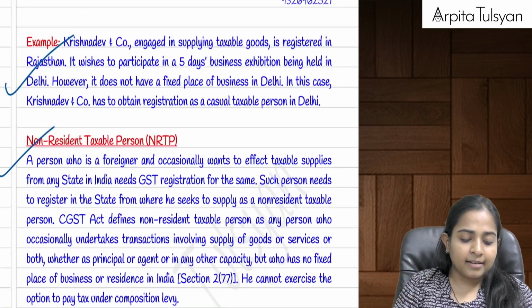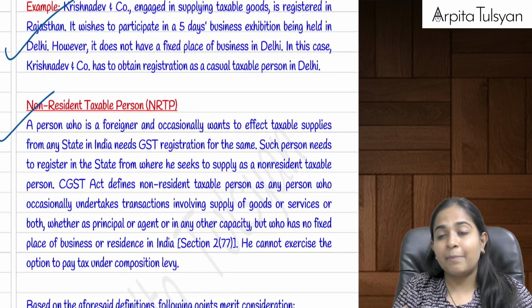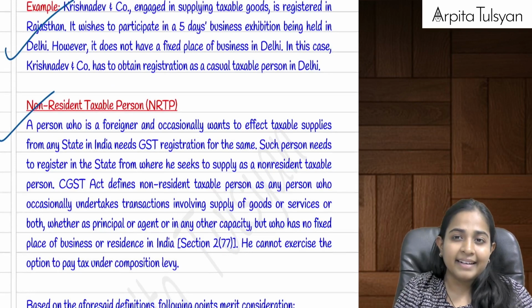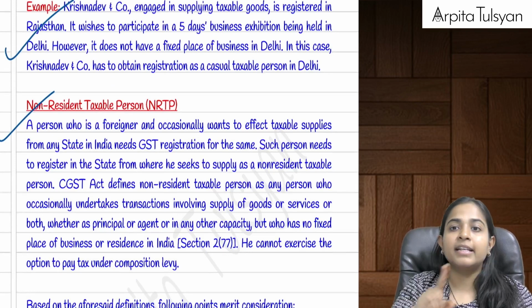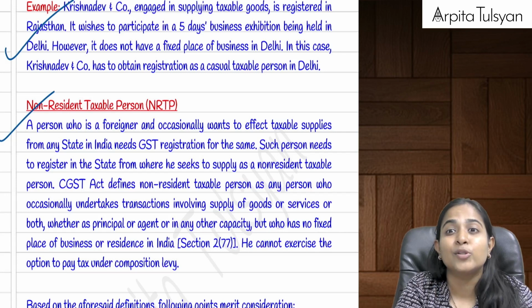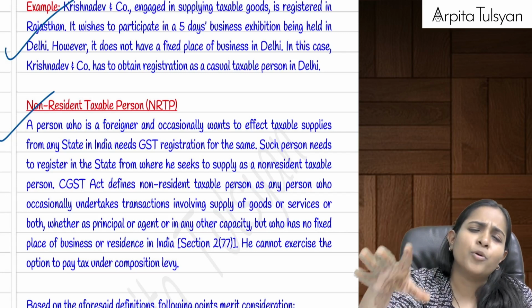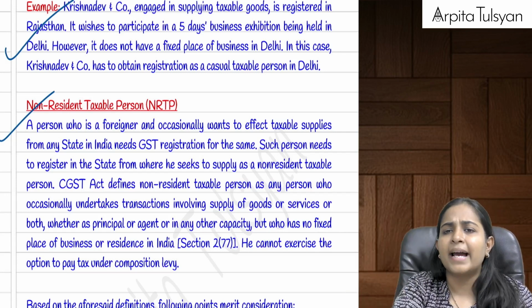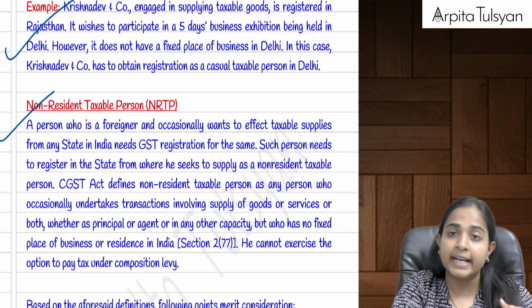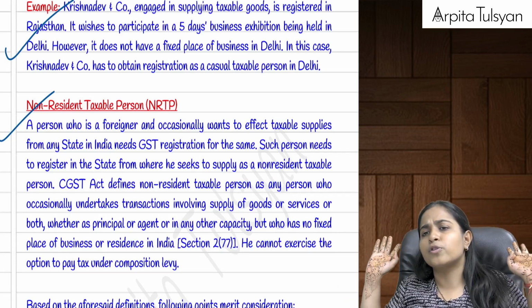And similarly NRTP is a person who is coming from the other country, who does not have a place of business in India, who does not have a fixed residence also here in India, but he wants to come to India and he wants to do supply of goods or services here in India, whether or not in course or furtherance of business.